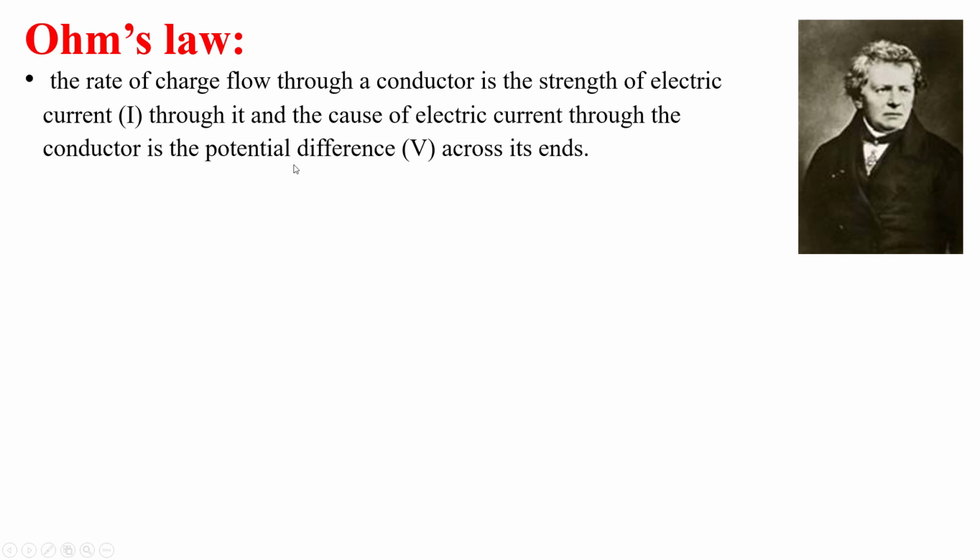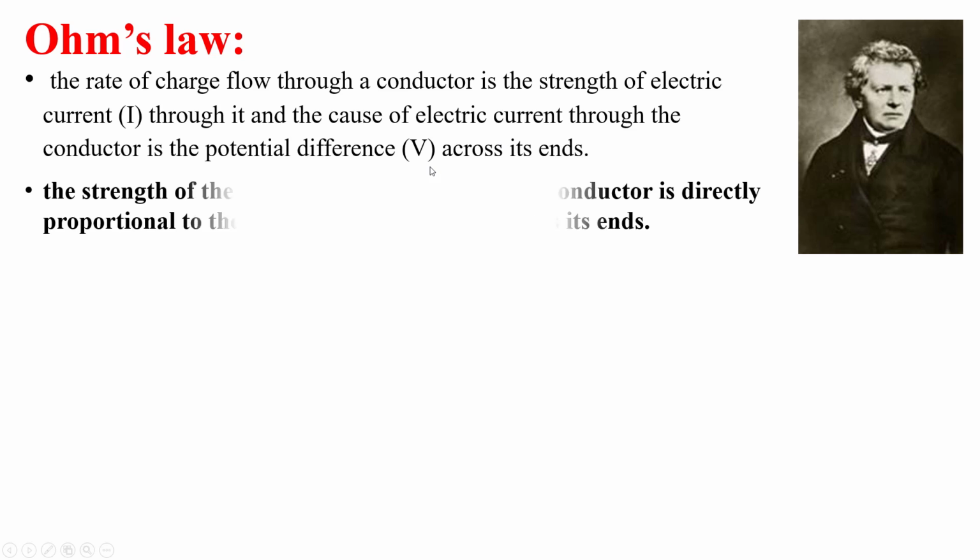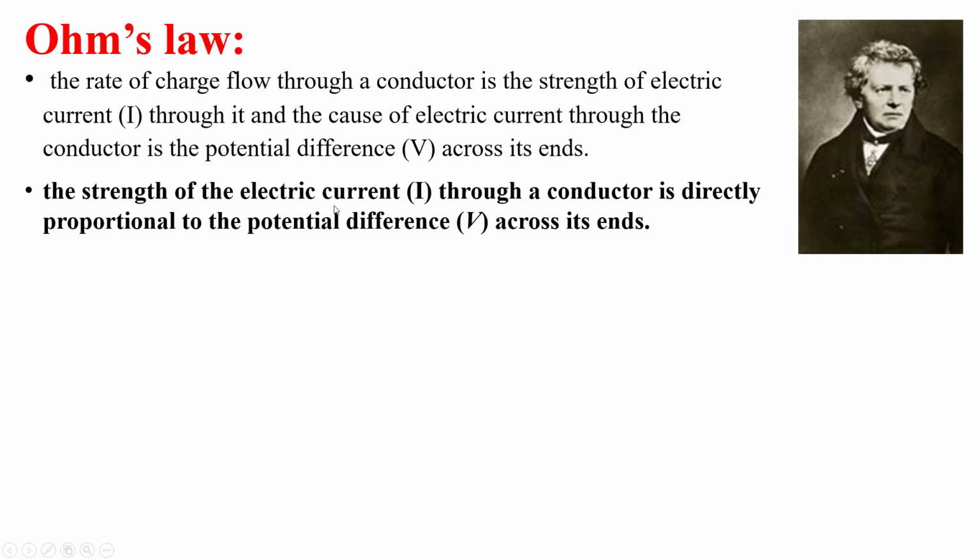So the rate of charge flow through any conductor is the strength of the electric current. And what causes this electric current? It is caused by potential difference. The strength of this electric current has a relation with the potential difference, or we can say that the potential difference is directly proportional to the electric current. The more potential difference you provide, the greater amount of current will flow inside the conductor.